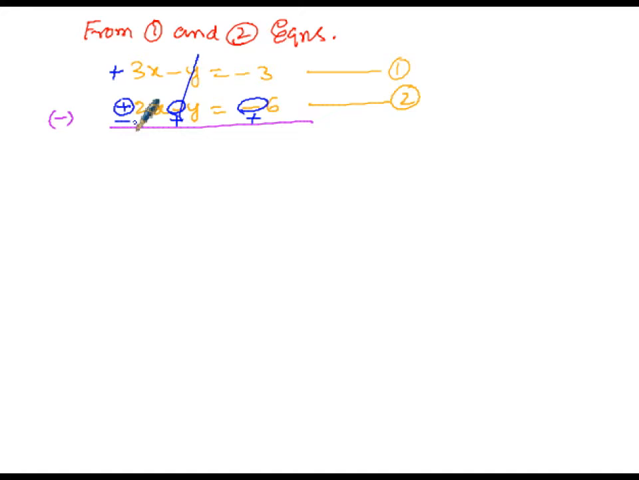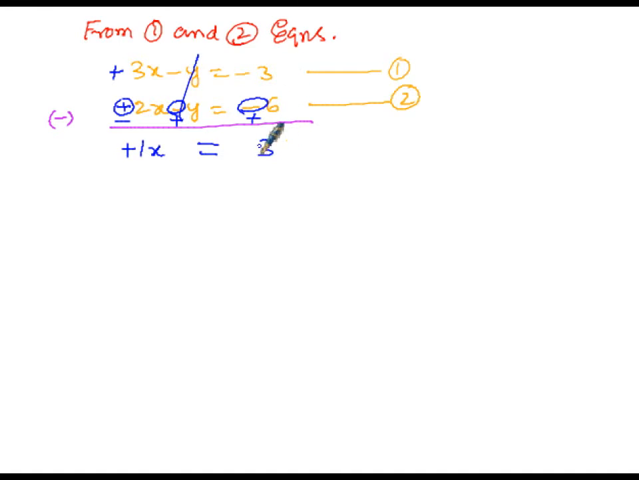Let us subtract, that is greater minus least. 3 minus 2 is 1x. To assess the sign, 3 is greater than 2, so the sign is positive. So 1x is positive, that equals 3 is negative, 6 is positive, plus into minus is minus. Let us subtract. When we subtract greater minus least, 6 minus 3 is 3.